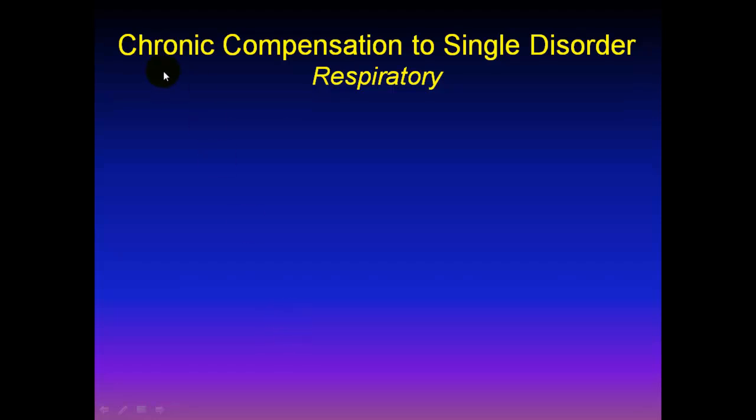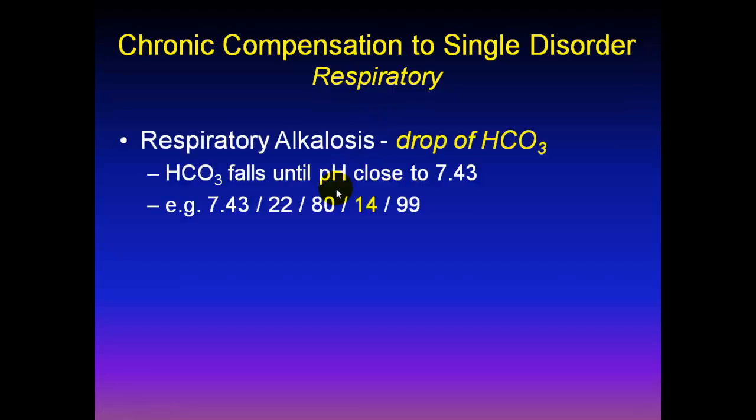So let's talk about how we chronically compensate respiratory disorders. How are respiratory disorders chronically compensated? We've talked about acute compensations. So let's start with respiratory alkalosis. If we have a chronic respiratory alkalosis, we're going to compensate it by dropping the serum bicarb through a renal mechanism. And a very good rule of thumb is we correct the pH almost back to normal.